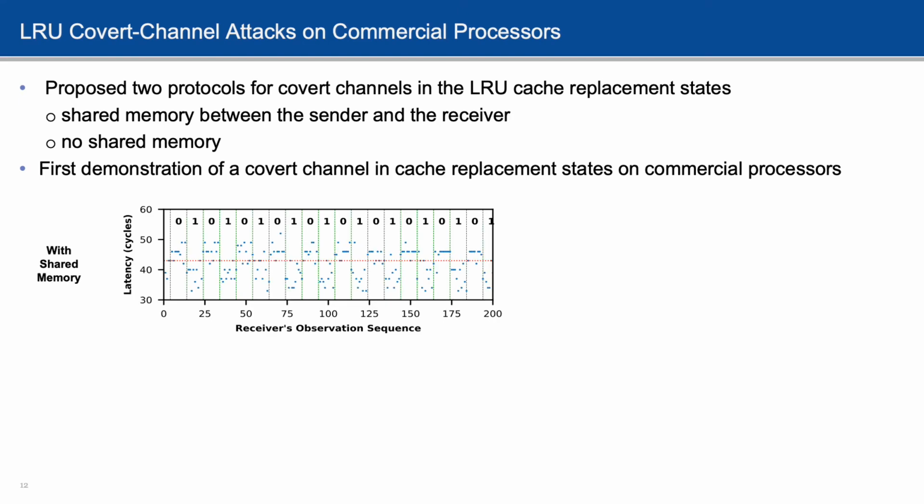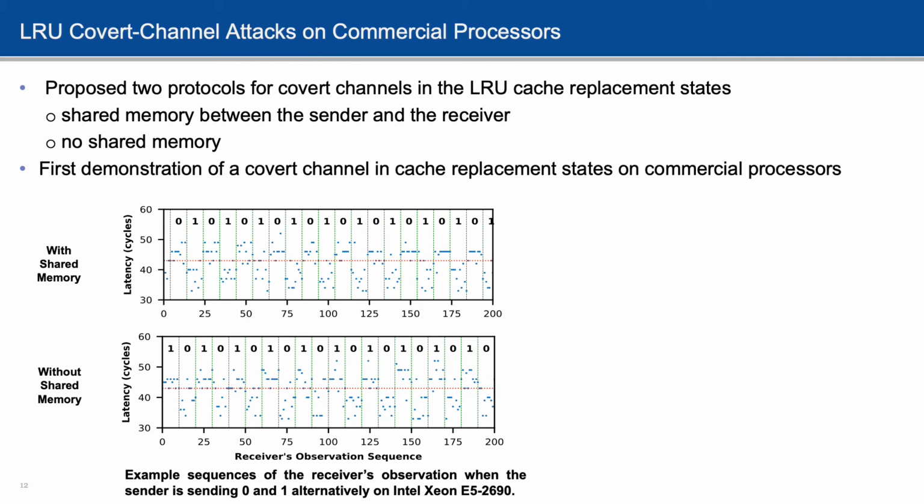So here is the receiver's observation trace from one Intel processor. When the sender and receiver share memory, we can see here the blue dot is the latency observed by the receiver. When the sender is sending different bits, the receiver will observe different latency. Similarly, we evaluate another protocol and show similar results.